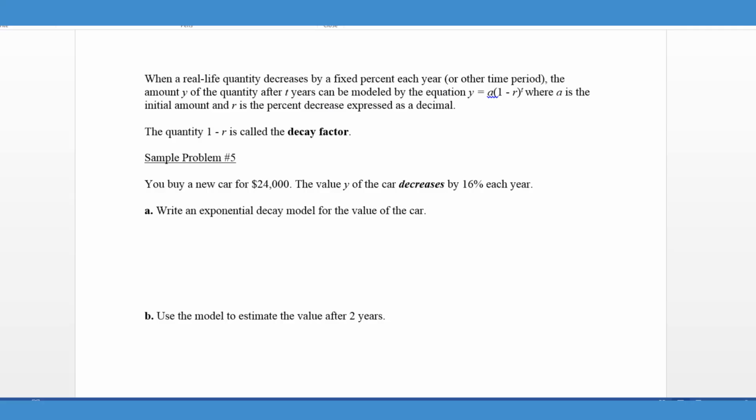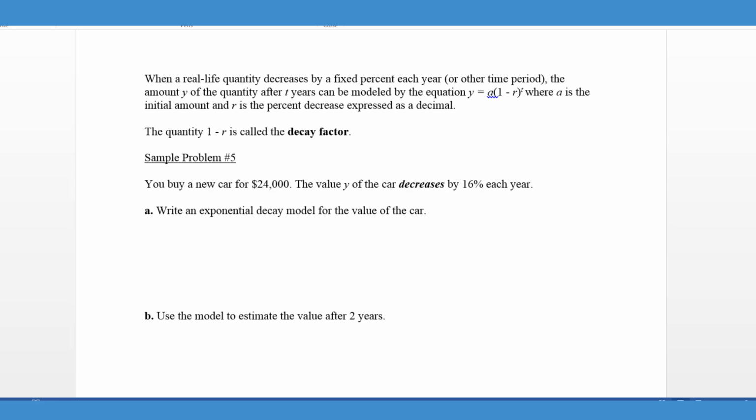Okay, so now we're going to take a look at another word problem. This time you'll notice that we're working with a decreasing percentage, and we will use what's called a decay factor in this case. And so you can see the equality 1 minus r is the decay factor. A lot of times whenever we're talking about a car or a piece of equipment or some sort of asset that a business has, we call this depreciation. So you may see that word from time to time. So go ahead and work sample problem number 5 here and take a look at the solution.